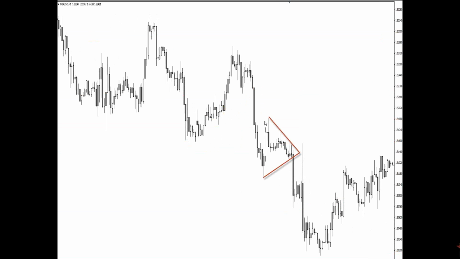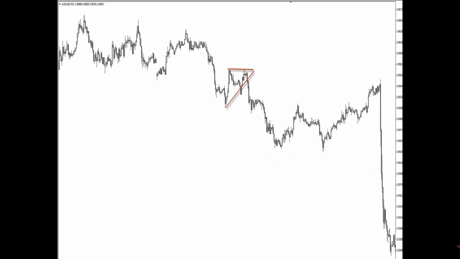So these are all examples from triangles. You see this triangle in a downtrend and then a breakout in the trend direction, which is very good and very, very fruitful. Then let's see another example.